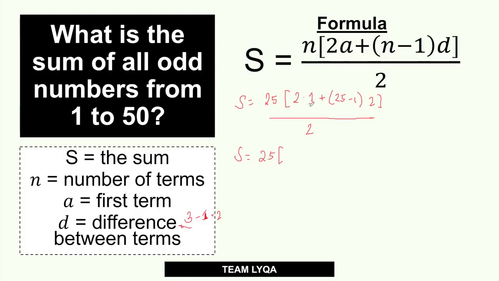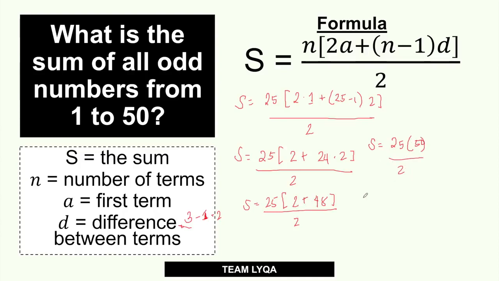Again, ingat lang sa PEMDAS, no? So, 2 times 1 is 2. Plus, and then you have 25 minus 1, or 24 times 2, all over 2. S is equal to 25. 2 plus, and then 24 times 2 is 48. So, again, magkahawig naman siya dun sa kanina, kaya lang magkaiba kasi ng first term kaya dun magkakatalo over 2. Okay? So, S is equal to 25 times 50, kasi 2 plus 48 is 50, all over 2. S is equal to, and then you can multiply 25 by 50.